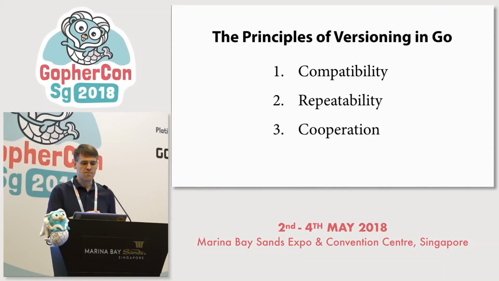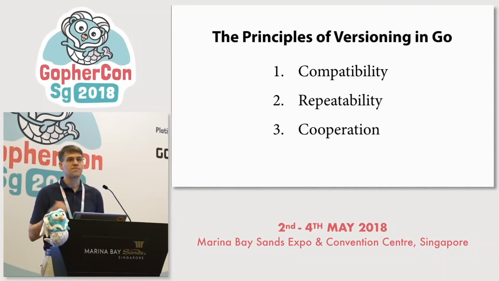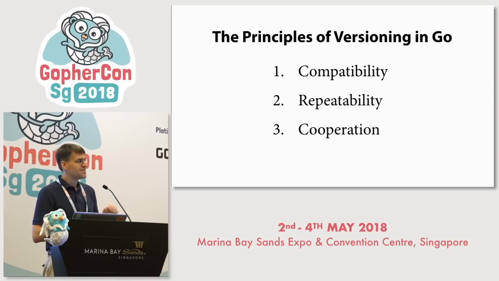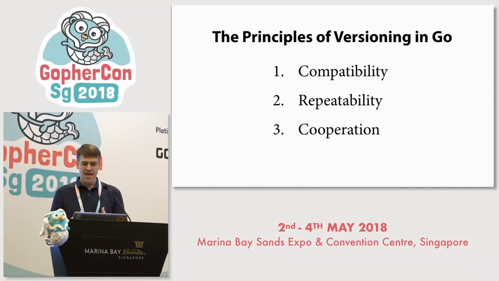Today, I'm going to present 3 broad principles behind the changes from Dep's design to Vgo's design. And all of them are motivated by wanting to simplify software engineering. I call them the principles of compatibility, repeatability, and cooperation. And for each one, I will explain the principle, show how it led us to make a different decision in Vgo than in Dep, and then respond as fairly as I can to objections against making that change.